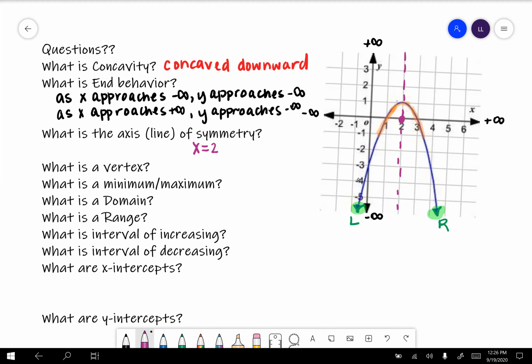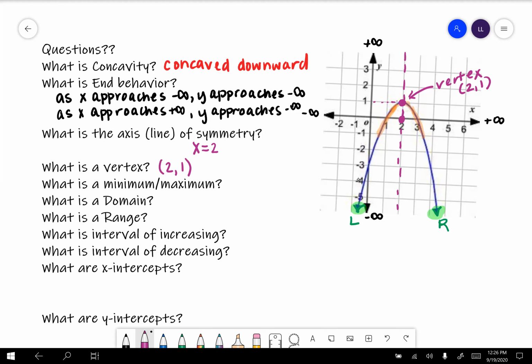Our vertex is on the line of symmetry. So our line of symmetry actually contains our vertex. The x-coordinate of our vertex is 2. The y-coordinate is 1. So this is our vertex. Our vertex is (2, 1).